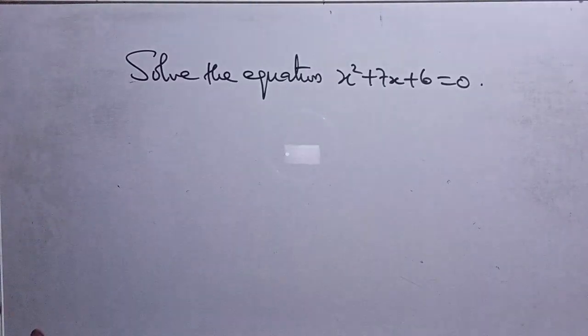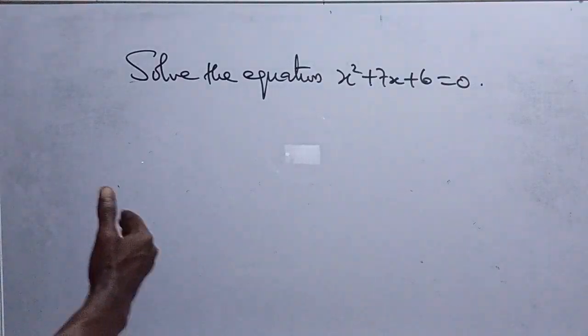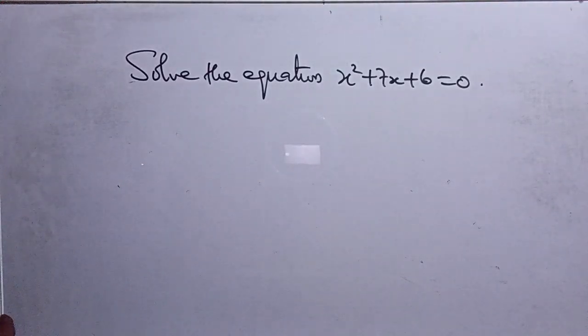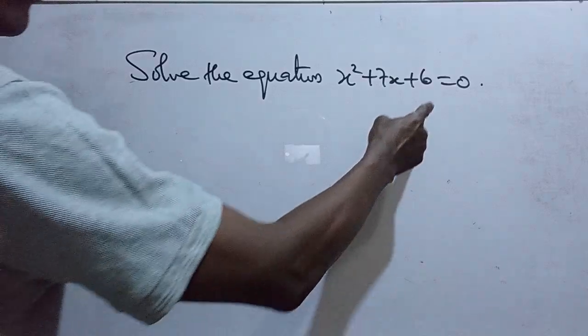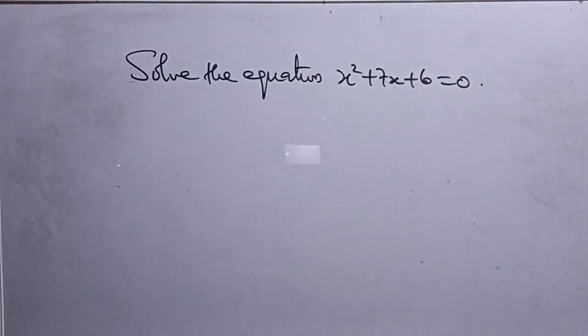So the difference between a quadratic expression and a quadratic equation is that in a quadratic equation, you have two sides of an equation, okay? And the other side will be equal to anything. It could be 0, it could be anything, okay? But a quadratic expression has only one side. So instead of having equals to 0 here, it will just be x squared plus 7x plus 6. So it won't be equal to anything.